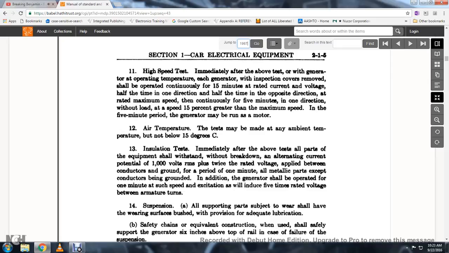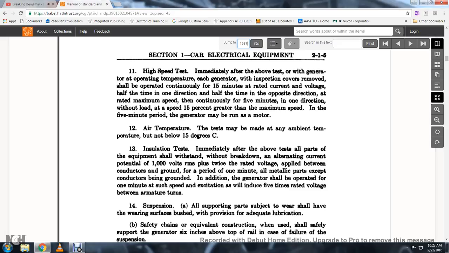11. High-speed test. Immediately after the above test, with the generator at operating temperature, each generator with the inspection covers removed shall be operated continuously for 15 minutes at the rated current and voltage, half the time in one direction and half the time in the opposite direction at the rated maximum speed, and continuously for 5 minutes in one direction without load at a speed 15% greater than the maximum speed. In the 5-minute period, the generator may run as a motor.